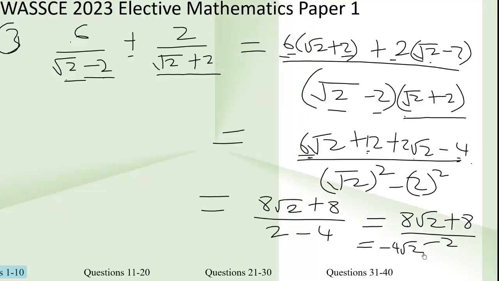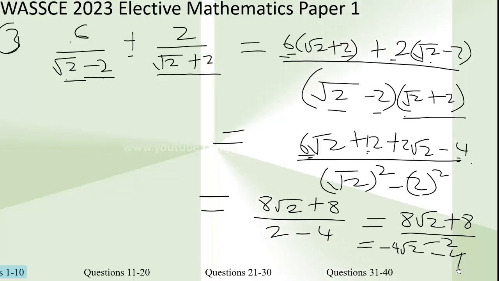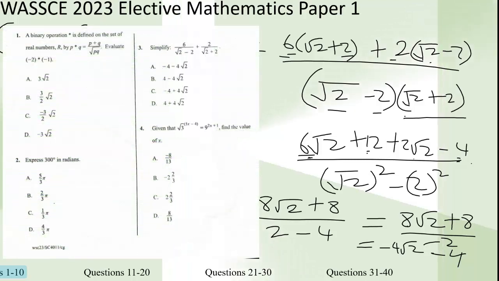Then 8 divided by negative 2 will give us another 4 here, negative 4. So the answer is negative 4 root 2 minus 4, which is option A. Option A is correct. Negative 4 minus 4 root 2 is the same as negative 4 root 2 minus 4.